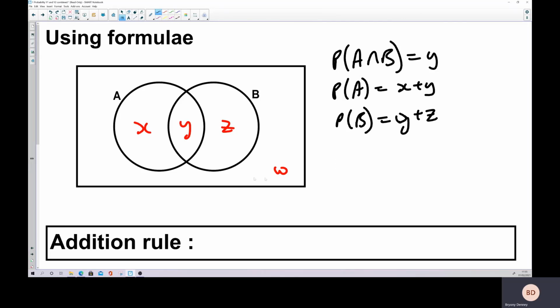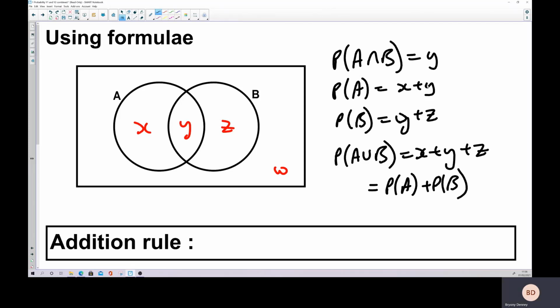Now, if we looked at the union, everything inside A and B, we can also write that down in terms of X, Y, and Z. That's almost the same as the probability of A plus the probability of B. But if you add the probability of A and the probability of B together, we get X plus Y plus Z, which is one Y more than the union. Okay, so the union is the probability of A plus the probability of B, but we need to subtract a Y, so we need to take off the intersection. Okay, just take a moment to convince yourself that that is true.